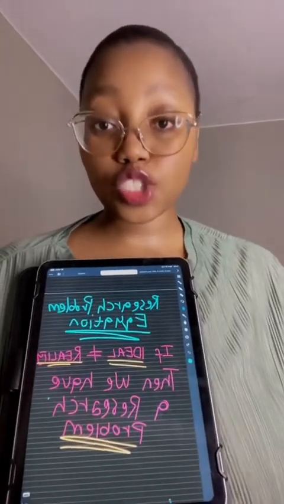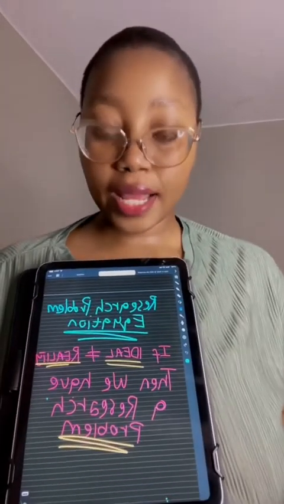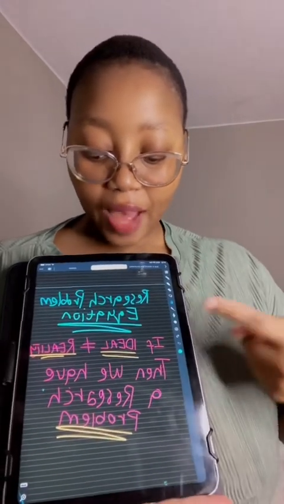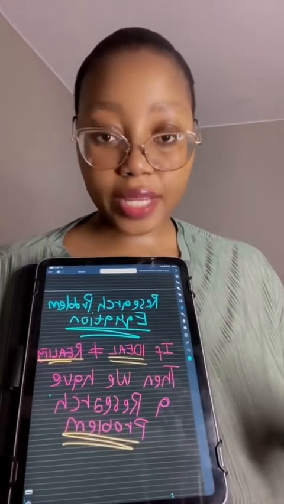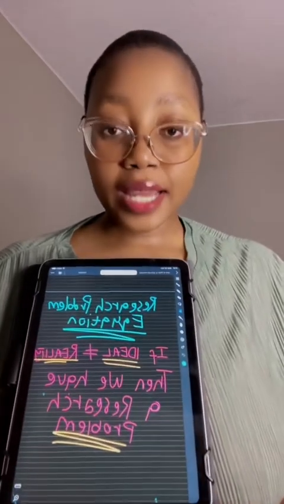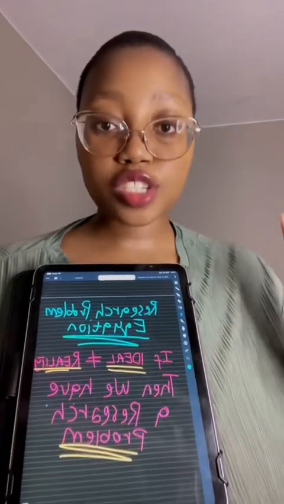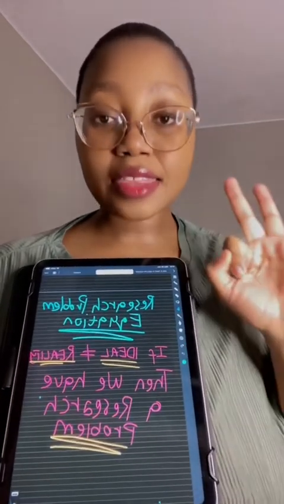So this is the formula that you can follow to write a strong research problem, and let's see what our formula has to say. Our formula says if ideal is not equal to reality, then we have a research problem. And this formula is applicable in three ways, right? You can write your research problem or problem statement in three paragraphs.